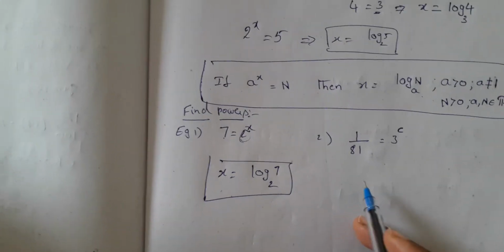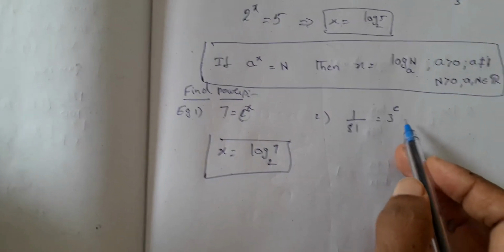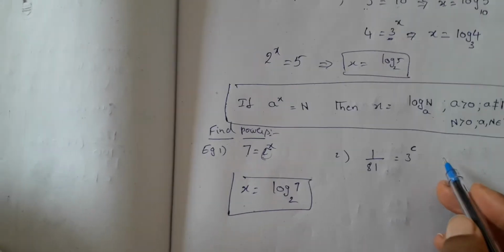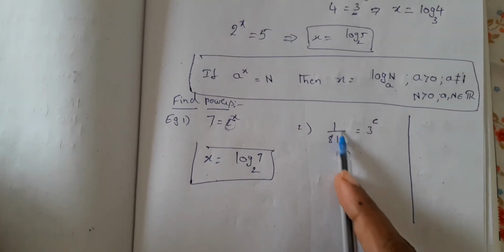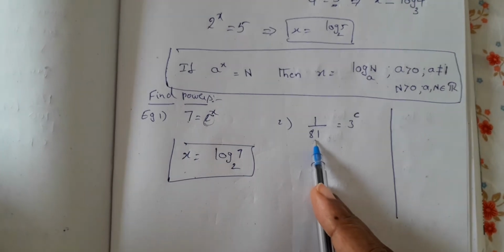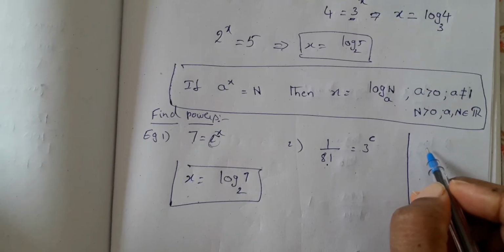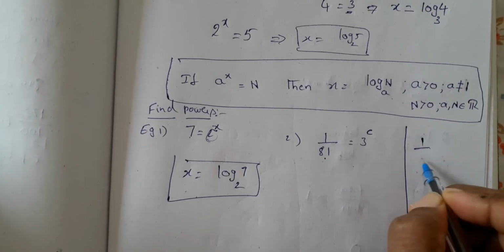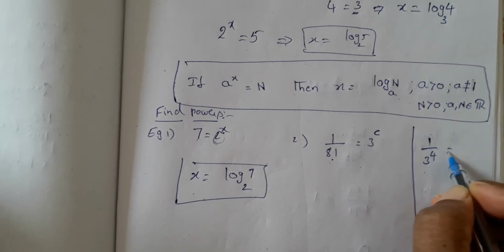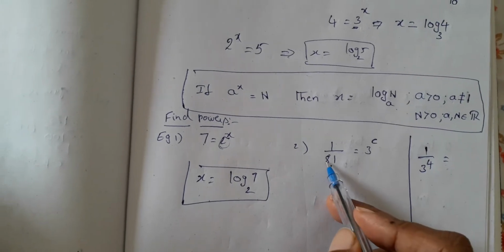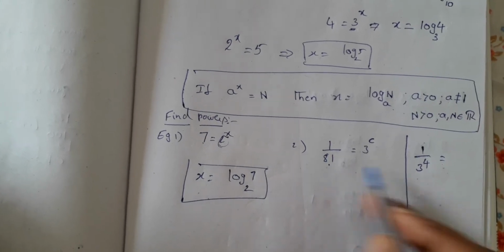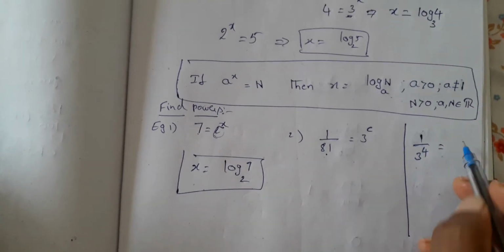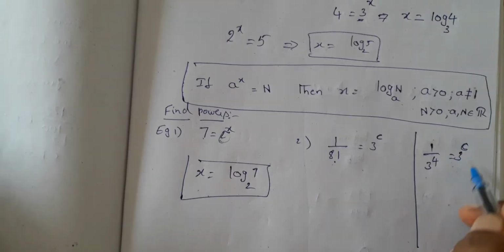Now coming to the second problem. 1 by 81 is equal to 3 power c. Let us see first, without applying the log, how to solve this problem, because it can be raised into powers of 3. Out of interest I am doing it. 1 by 3 power 4 is 1 by 81, is it not? 9 nines are 81. Each 9 is 3 square. 3 square into 3 square is 3 power 4. 1 by 3 power 4 is equal to 3 power c.